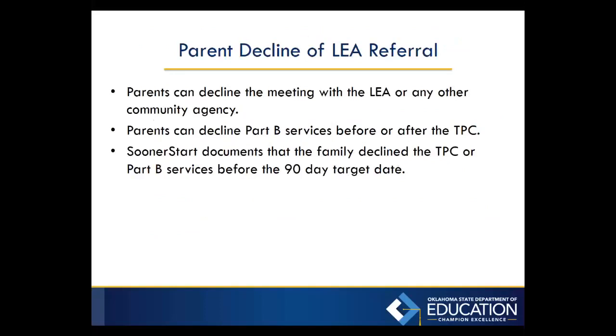At the meeting, or even before the meeting, parents can decline school services. They can do it with Sooner Start. They could come to the meeting and say, nope, this is not for me, I don't want my kid in school. That happens, and we usually try to get that wrapped up by 90 days, but it can happen anytime up to the date the child turns 3, and then that's something you'll have to deal with very quickly.